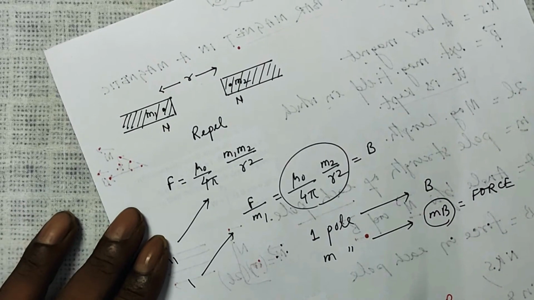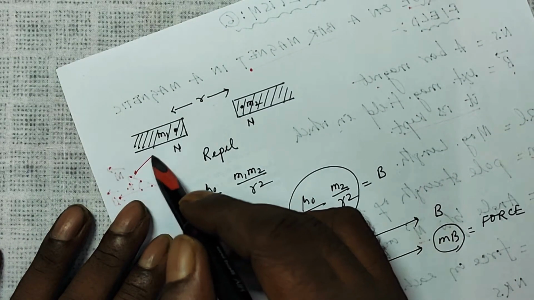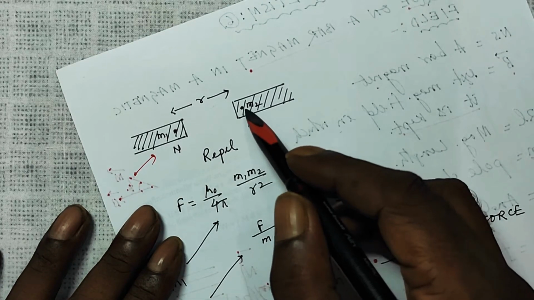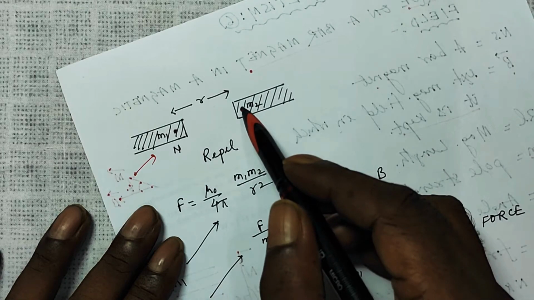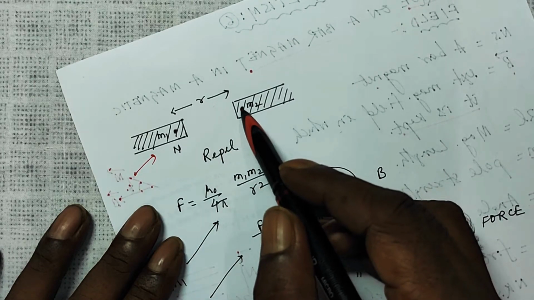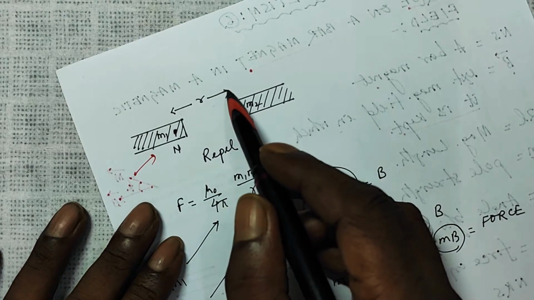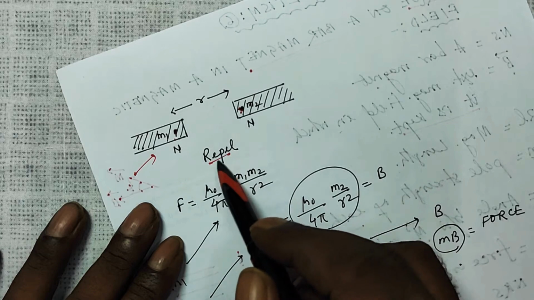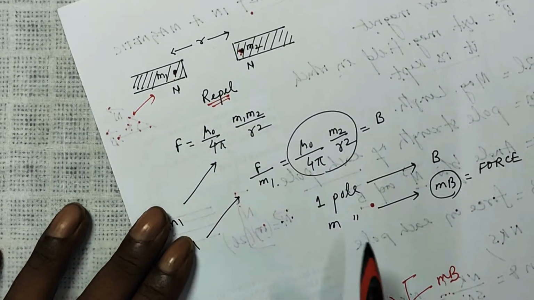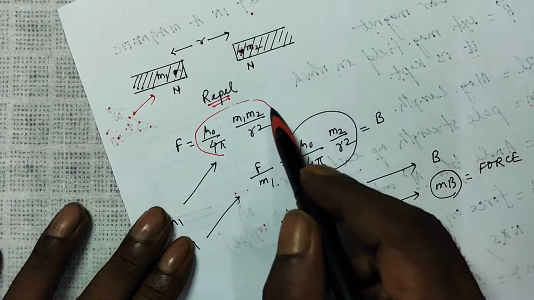Now, suppose this is the north pole of one magnet, and this is the north pole of another magnet. This can be north, this can be south, it doesn't matter. The distance between them is r. In this case, since both are north, they will repel. So according to Coulomb's law, the force between these two poles will be this much.